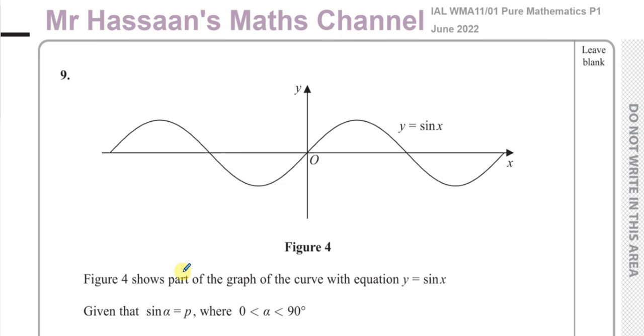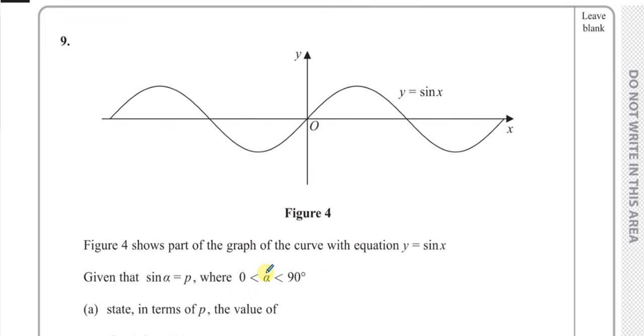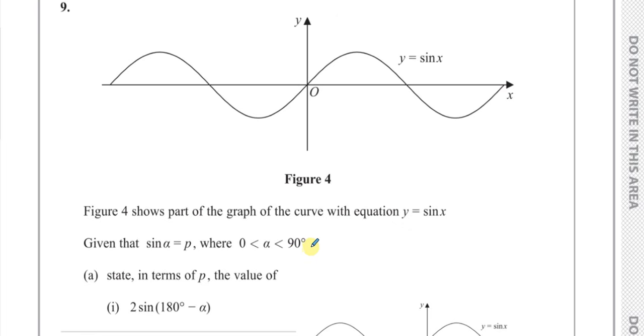This question here is about trig graphs. It says Figure 4 shows part of the graph of the curve with the equation y equals sine x. Given that sine alpha is equal to p, when alpha is between 0 and 90 degrees, state in terms of p the value of, and then they've got some questions to deal with. So 2 sine (180 minus alpha) is the first one.